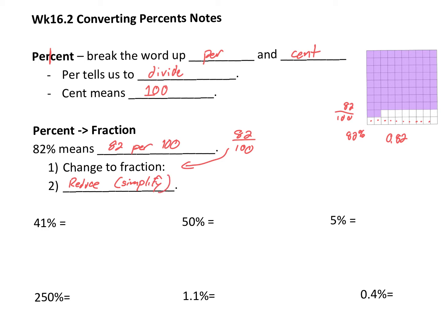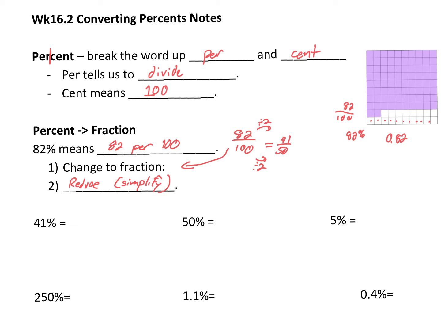Everybody's favorite thing to do. Okay, so 82 hundredths, we can divide both of these. Both of these have a common factor of 2. So I can divide by 2. So that's 41 fiftieths. Can we simplify that? 41, is 41 prime? Kind of looks like it. Yeah, it is. So no, that's as low as we can go.